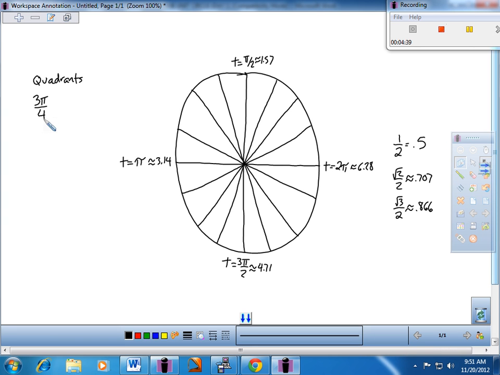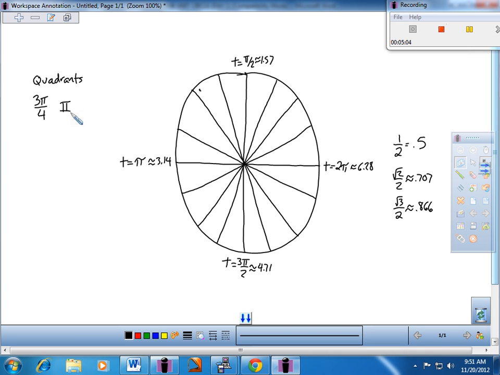And 3 pi over 4, again, think about which quadrant it's in. If you want to pause, pause. But very simply, 3 pi over 4 is in the second quadrant. And which one of these 3 terminal sides is 3 pi over 4? It's this one right here. So 3 pi over 4 is that value right there. So quadrant 2 for 3 pi over 4.